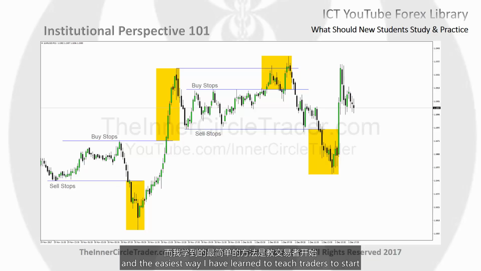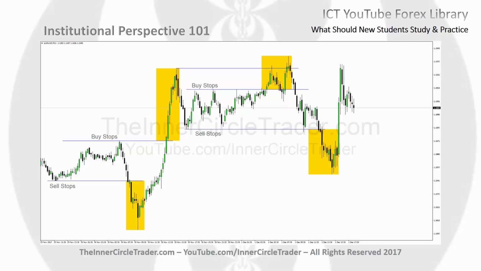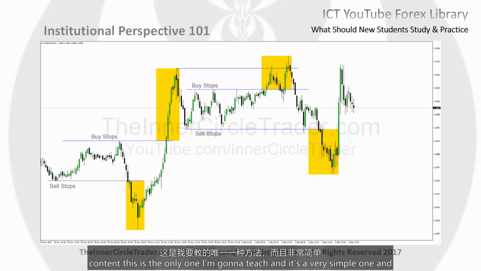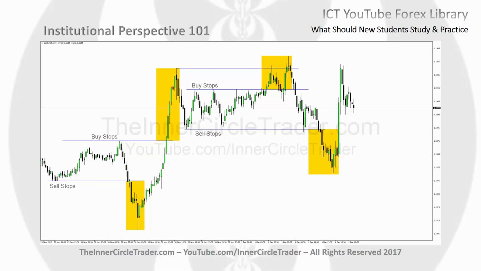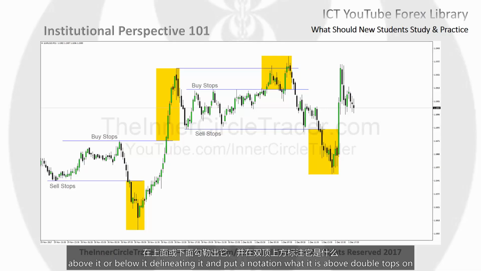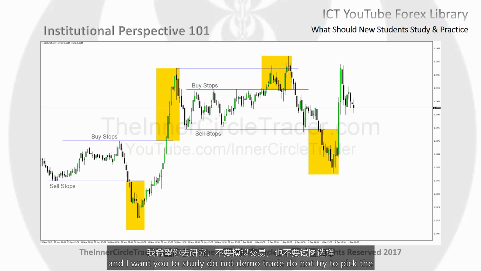And the easiest way I have learned to teach traders to start with, and there are other ways to do this, but as far as I'm going to go in the free content, this is the only one I'm going to teach. And it's a very simple one, and literally a 5-year-old can see it in the chart. So anytime you see a double bottom or a double top, put a small little segment or a line above it or below it, delineating it, and put a notation what it is. Above double tops on your chart, make a small little notation that it's buy stops, and below equal lows, sell stops. And I want you to study.